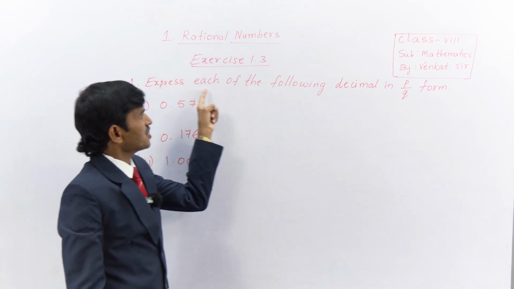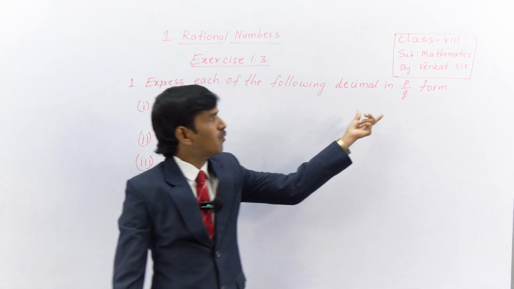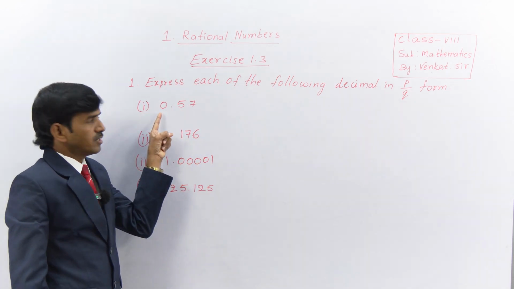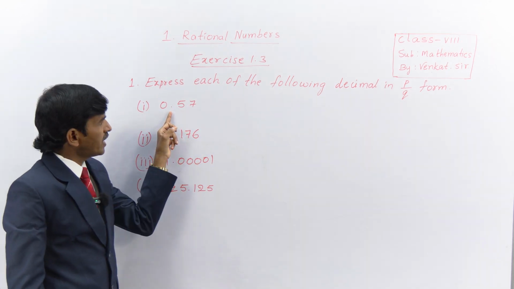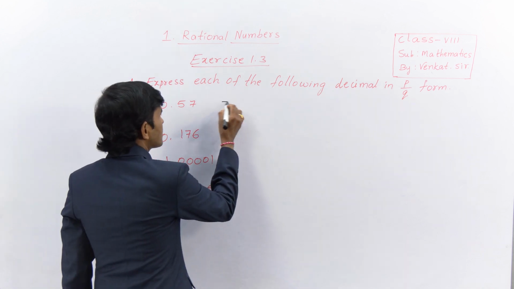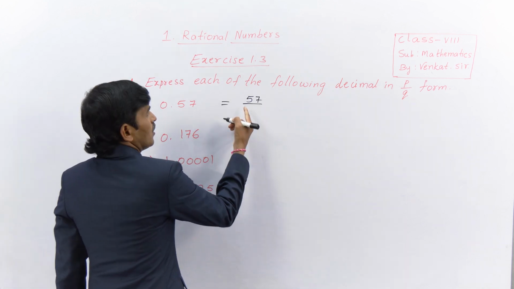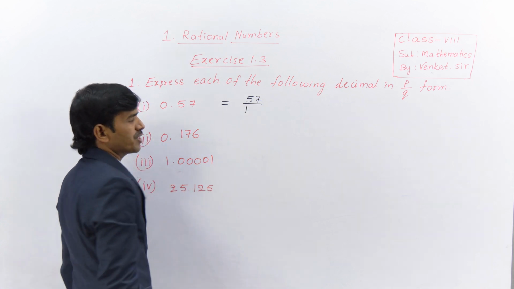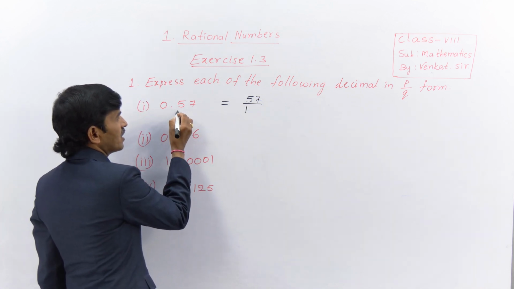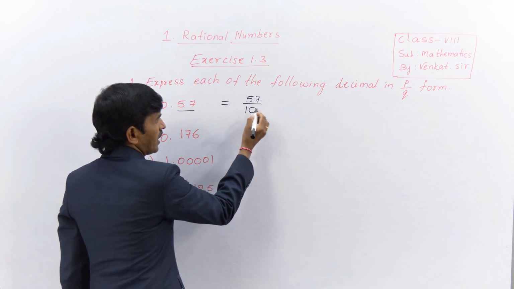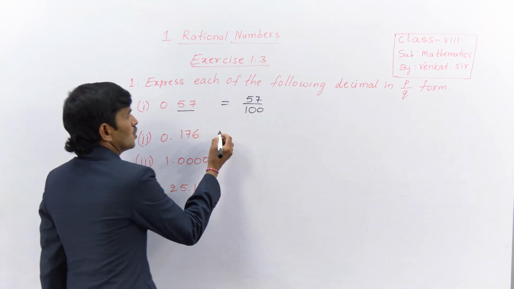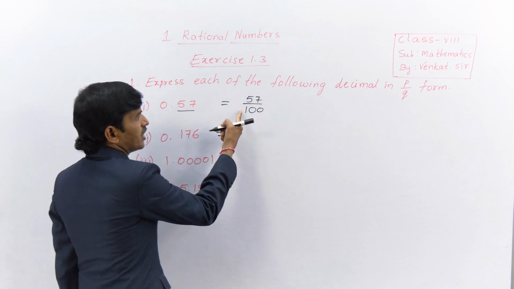First bit: express each of the following decimals in p by q form. What is the first question given here? 0.57. After the decimal point, how many digits are there? 2 digits. So we can write this as 57 by, if any term is not there, we can take its divisor as 1. 1 followed by 2 digits, so we write 2 zeros, and it becomes 57 by 100. So the given decimal is converted into the form of p by q.